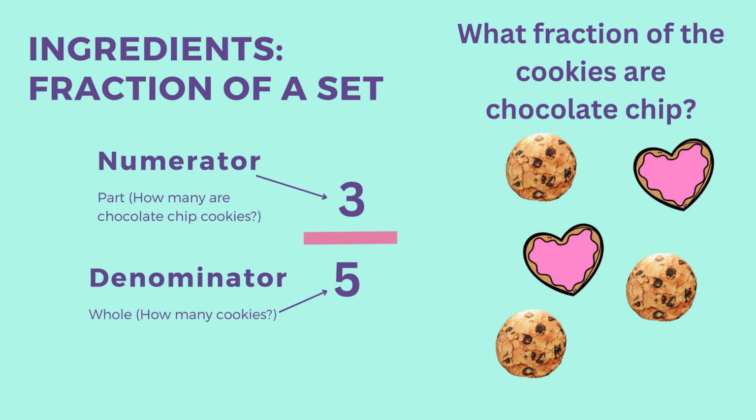I can also ask the question in another way. What fraction of the cookies are chocolate chip? Highlight the words chocolate chip in the question. Count them. I see 3. Write that number on the top of the fraction bar. Notice that I still have 5 cookies, so the bottom number doesn't change. Read it again to make sure that it makes sense. 3/5 of the cookies are chocolate chip.